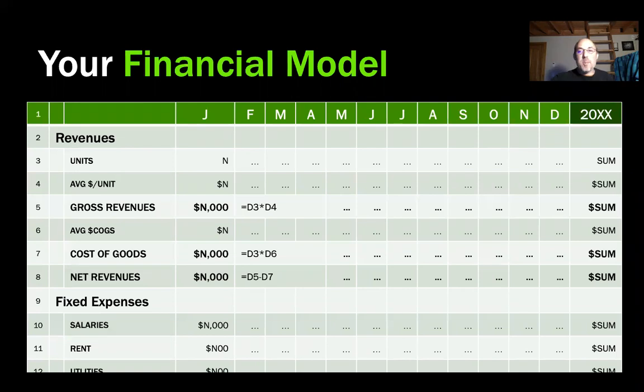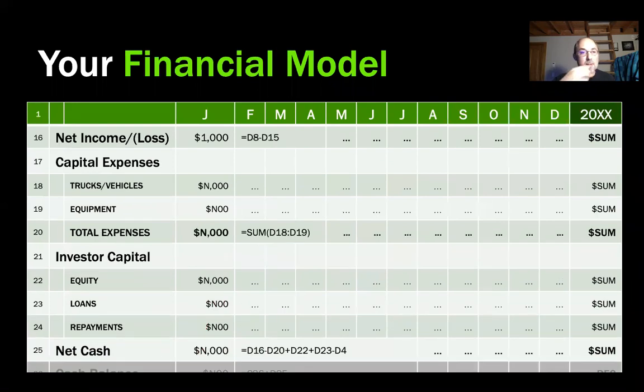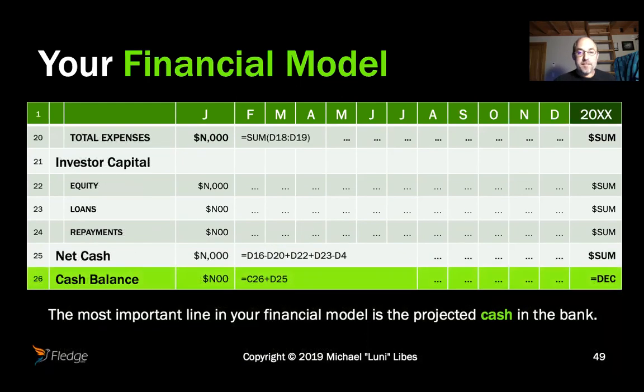So this is the spreadsheet off of the download with revenues and expenses, net income, and then those capital expenses, investor capital. In this case, there's just 3 lines instead of 5 lines, and net cash, and it's showing you all the formulas. Okay, and that very bottom line, that cash in the bank, is really what's important in the forward-looking financial model.